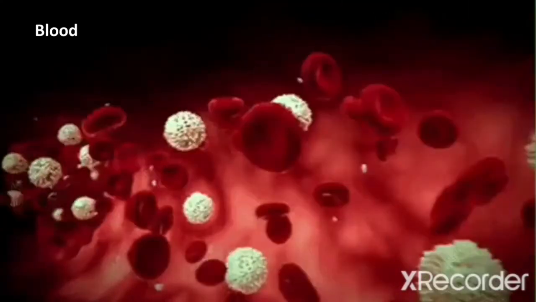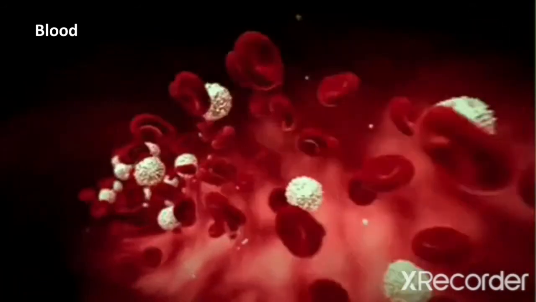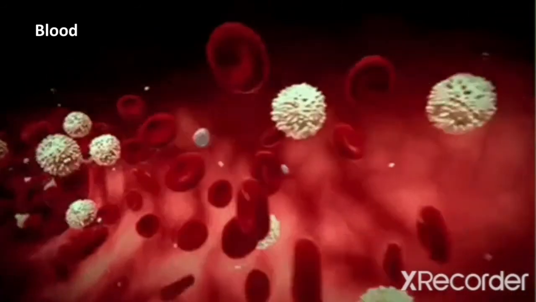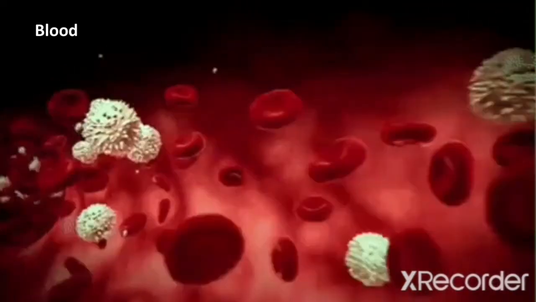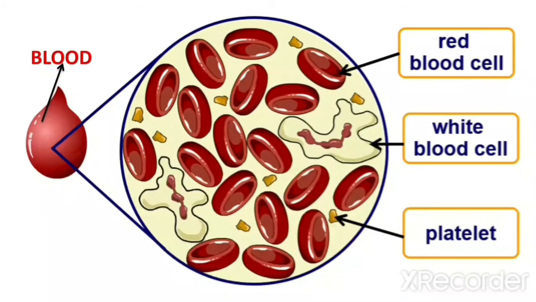We all have a fluid which is constantly circulating throughout our body called blood. Our blood is red in color. Do you know why? Blood has its own components like red blood cells, white blood cells, platelets, and the liquid part, which is the plasma. Due to the presence of red blood cells, blood is red in color in human beings.